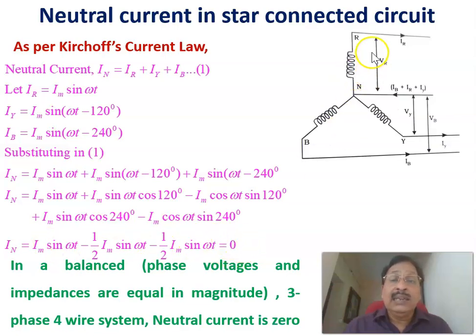This means that if the load is equal and balanced, that is, the phase voltages are equal and the phase impedances are the same, it is called a balanced condition. Under the balanced condition, the neutral current equals 0. In a star connected system, in a balanced case, where phase voltages and phase impedances are equal in magnitude, the neutral current equals 0. That is the equation for the neutral current calculation, and the neutral current equals 0 under balanced condition in a three-phase balanced star connected system.